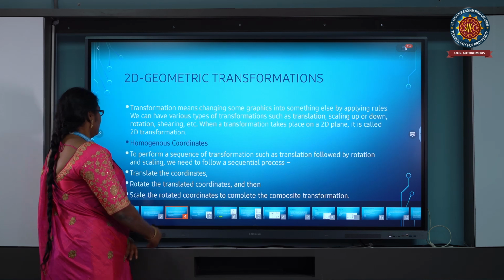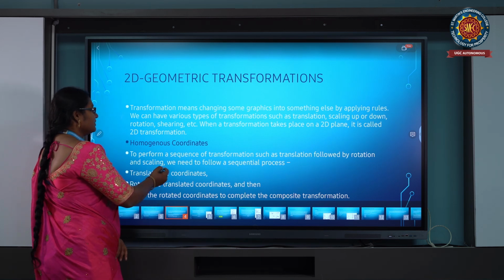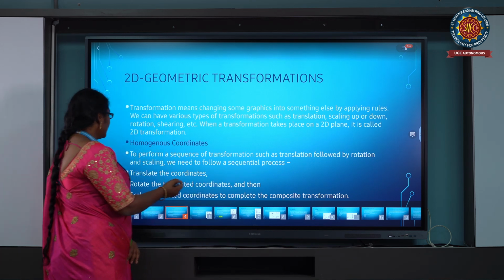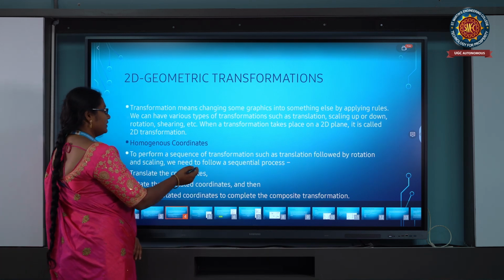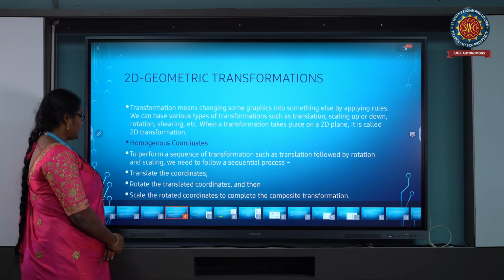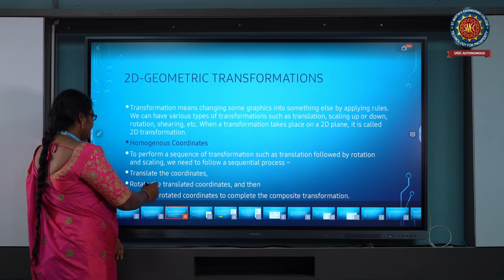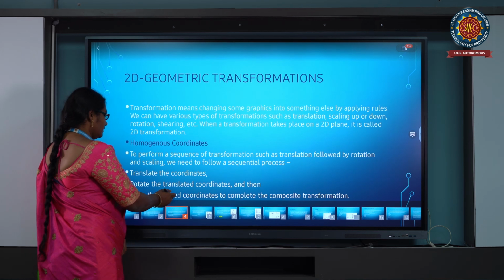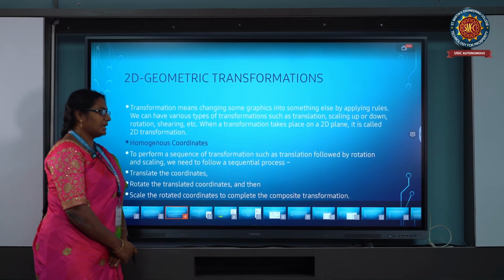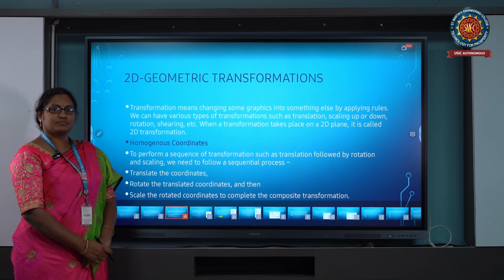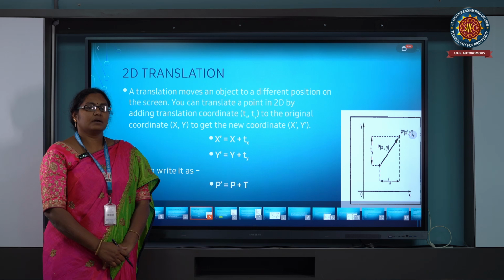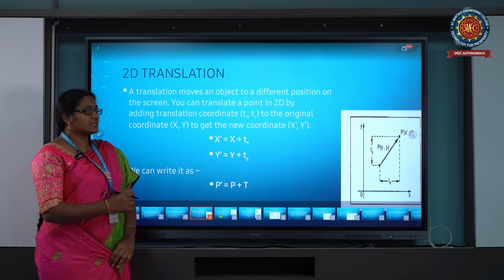Okay, so what are homogeneous coordinates? To perform a sequence of transformations such as translation followed by rotation and scaling, we need to follow a sequence of processes. What is the process? Translate the first coordinates, next rotate the translated coordinates, and then scale the rotated coordinates to complete the composite transformation. So we discussed basic transformations in 2D geometric graphics.